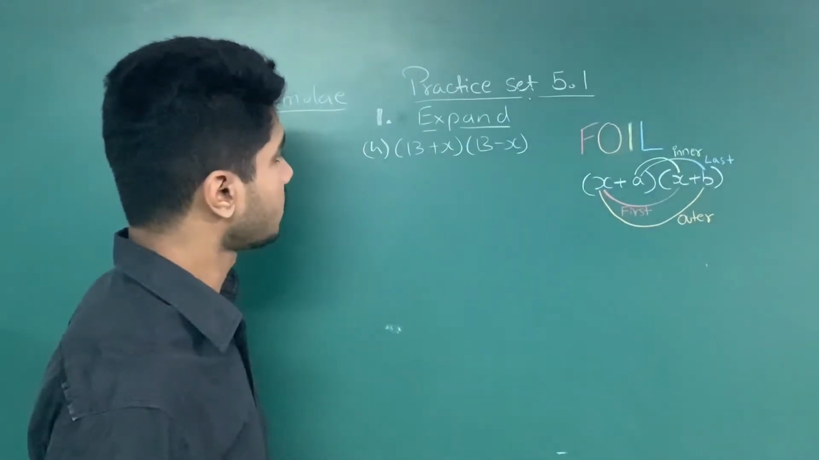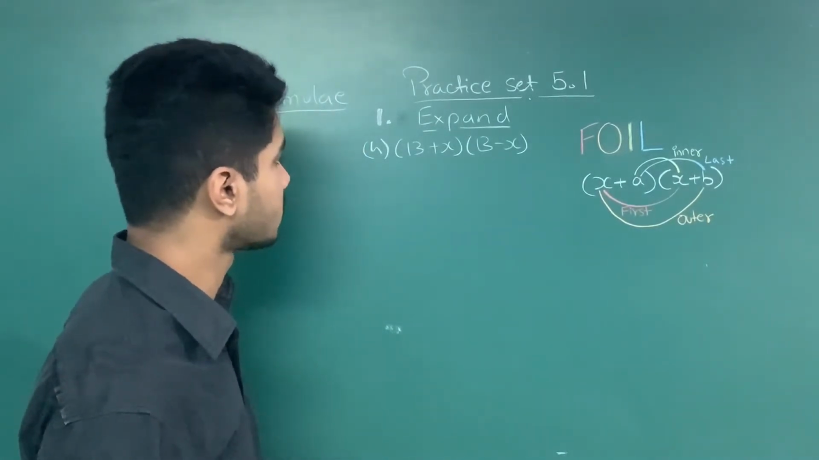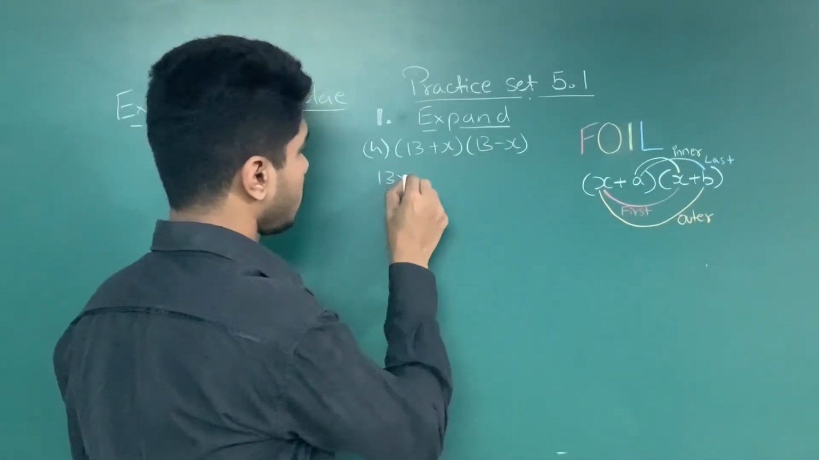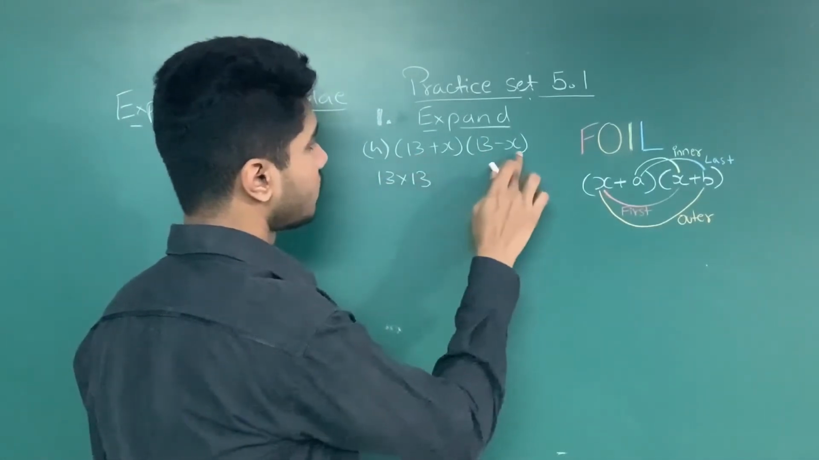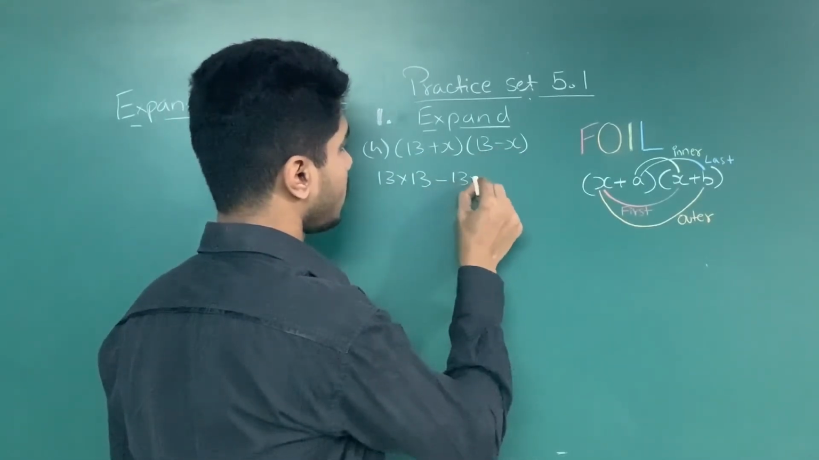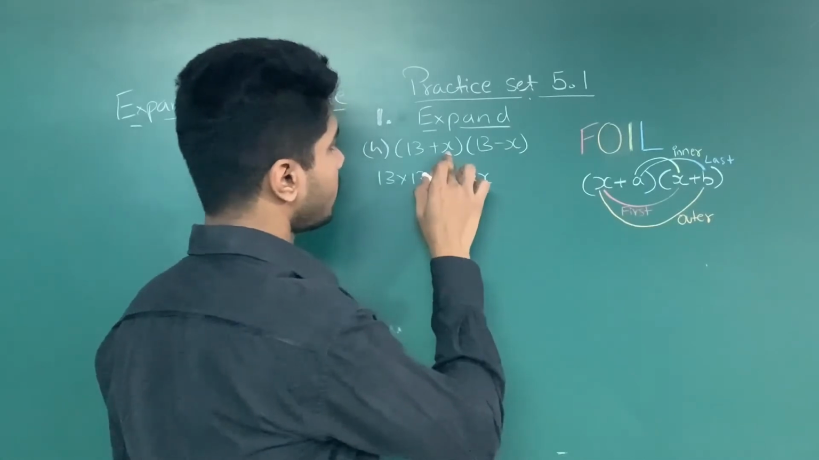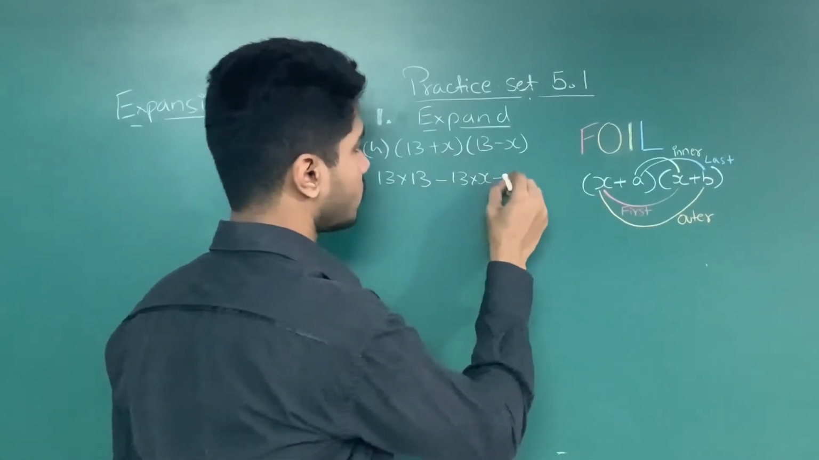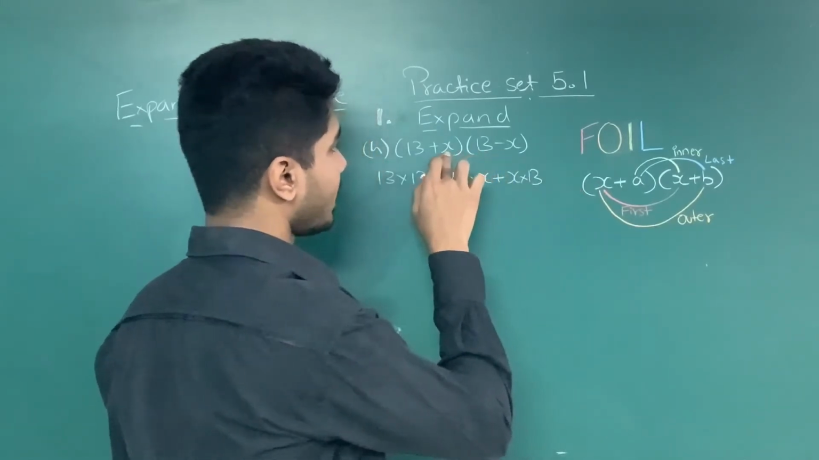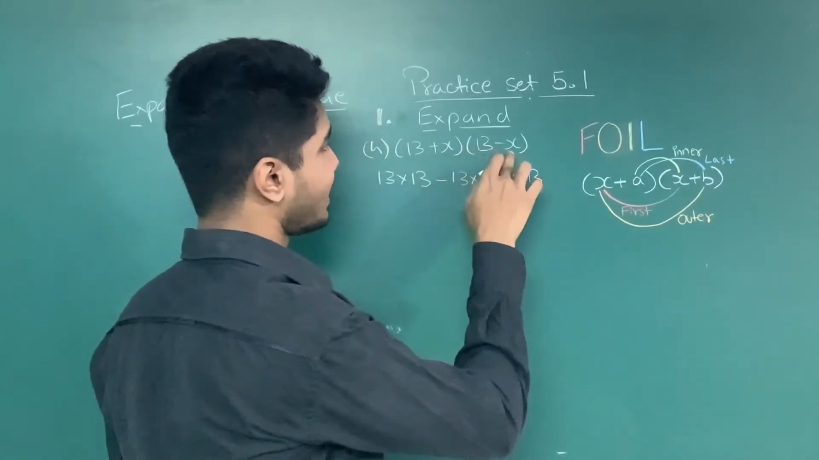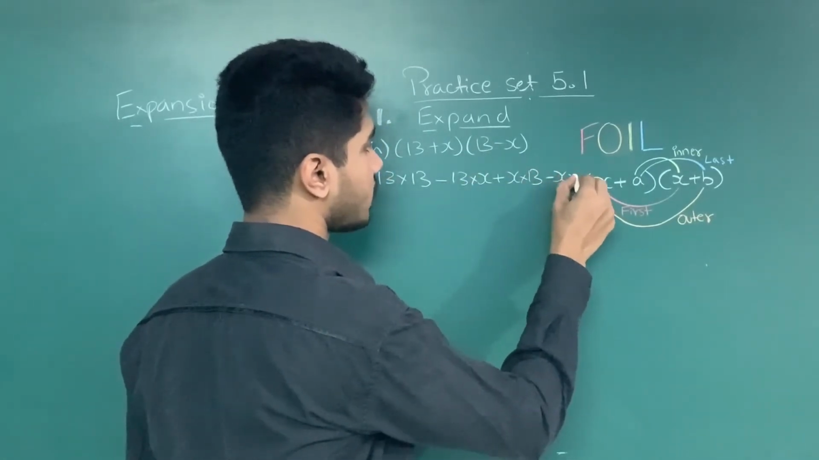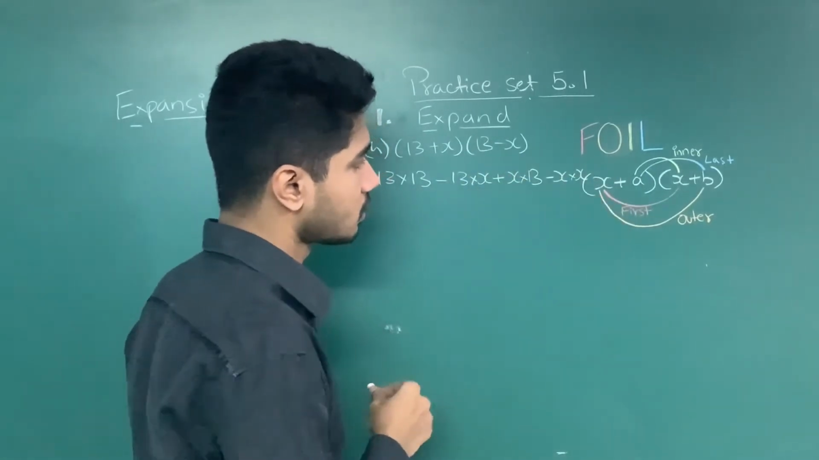Fourth question, (13 plus x)(13 minus x). So 13 into 13. Then 13 into x, that is minus x, so it will be minus 13 into x. Then it will be plus x into 13. Then it will be x, that is plus x into minus x. That will give me minus x into x.